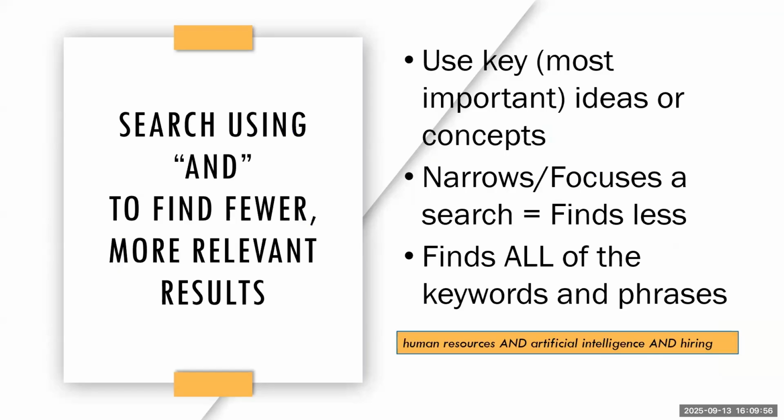For our search, we might begin with human resources and artificial intelligence and hiring. "And" means all words or phrases must appear together in a search result. This helps to narrow or focus our search results, allowing us to find fewer, though hopefully more relevant, items.